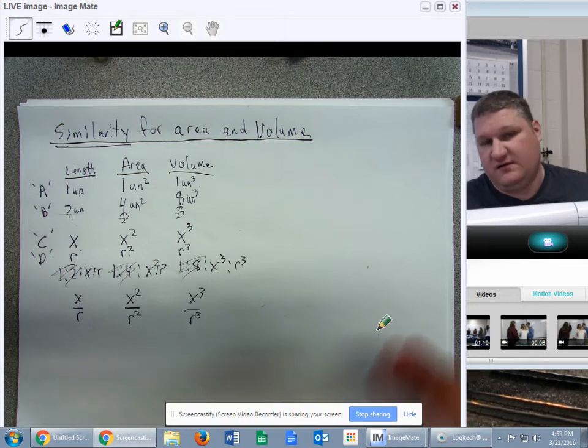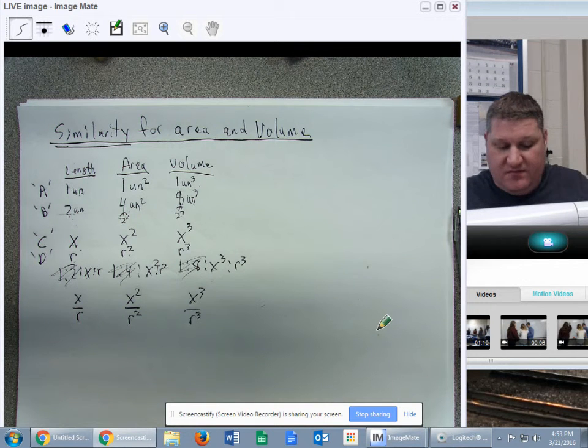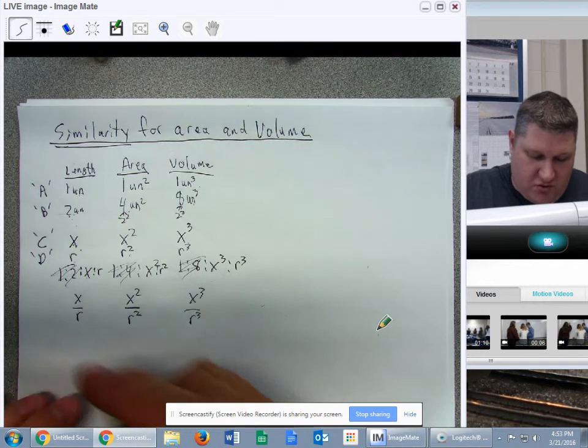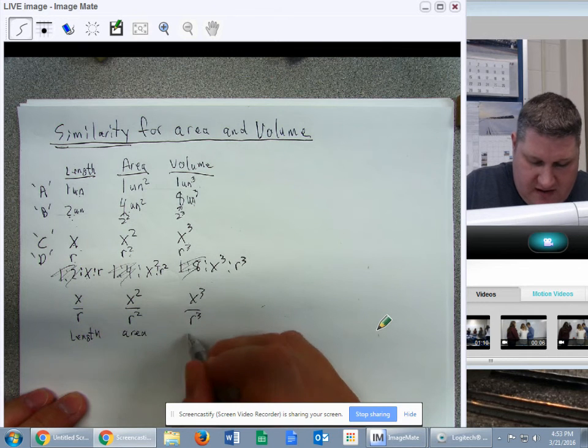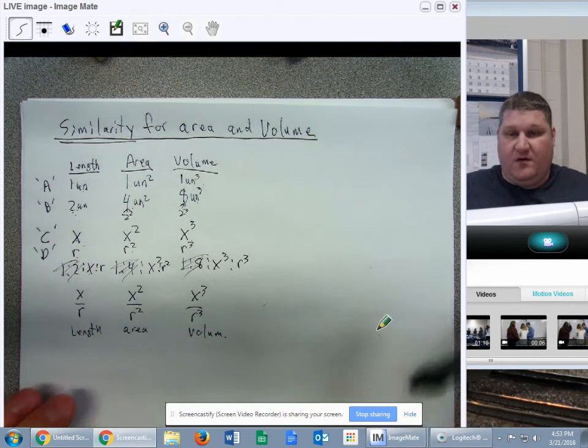Regardless of the shape, regardless of whether it's a cube or not, these are going to be true where you have length, area, and volume. So there you go.